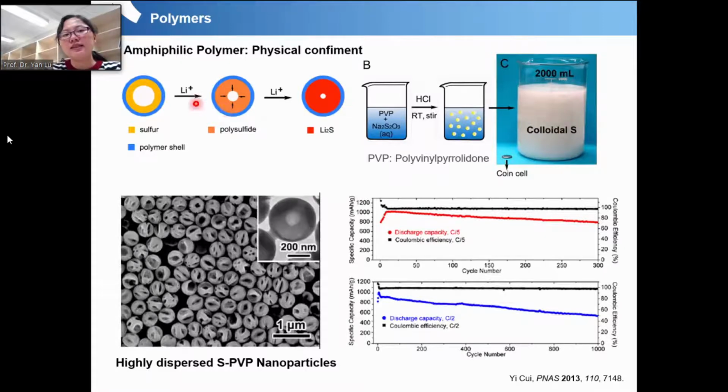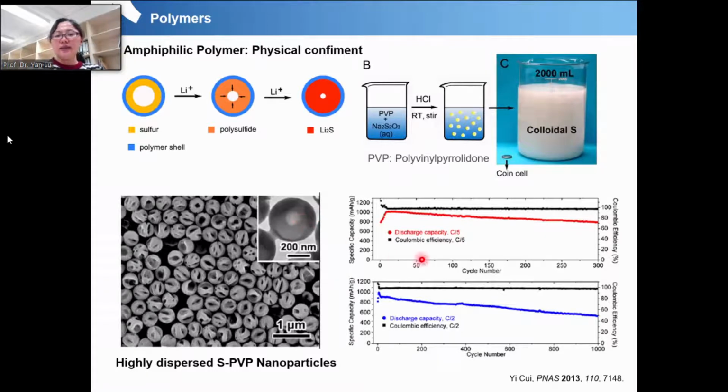And to synthesize such hollow sulfur particles coated with polymer, they use PVP as a polymer layer, and they use sodium thiosulfate as a precursor for sulfur, and this is synthesized under acid conditions. Finally, you get colloidal sulfur particles coated by PVP nanoparticles, which look like this. You can see they do have such a hollow structure.